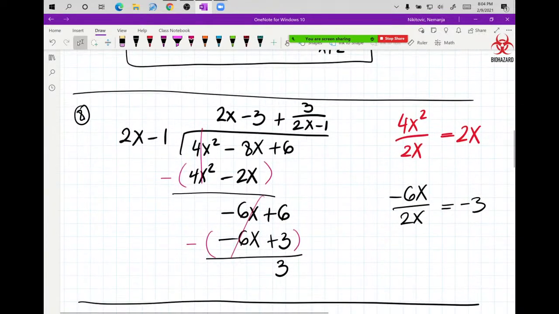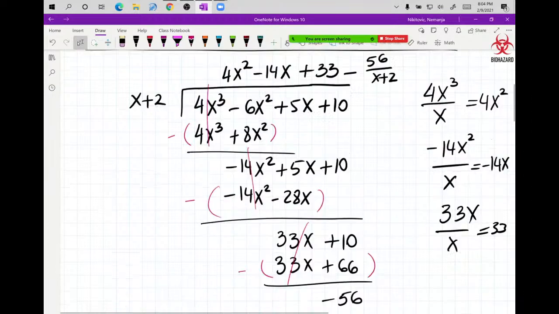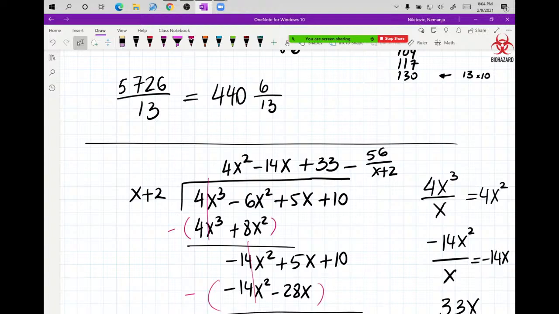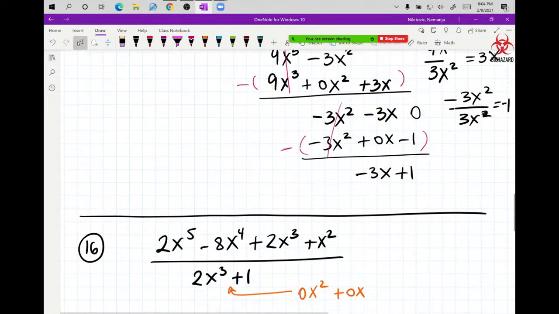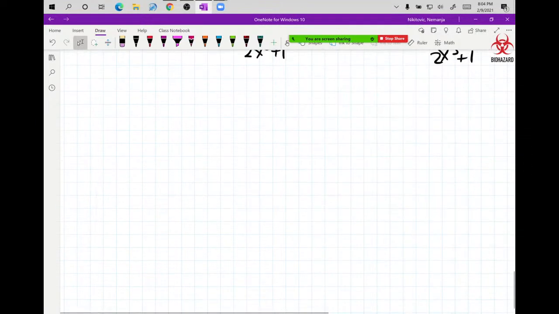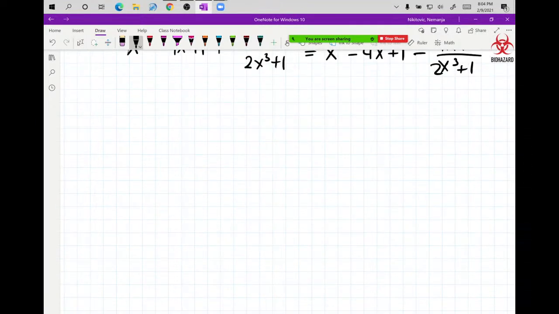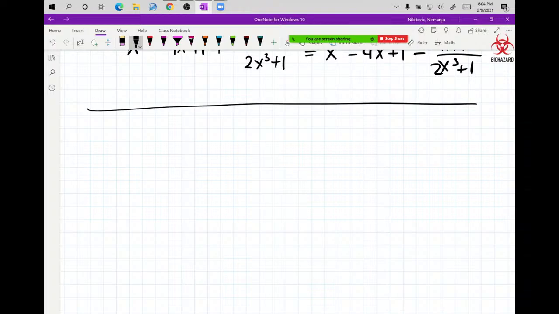It would work on problem 8 with some modifications, and it would work on this problem as well, right? So it would work on the linear terms, but anywhere you have more than x, you have x squared, x cubed to divide by, it's not going to work. So we're going to learn this method, and it's called the method of synthetic division.